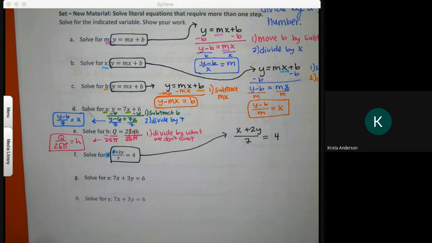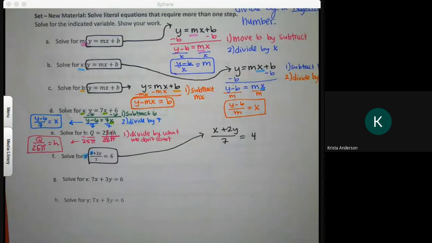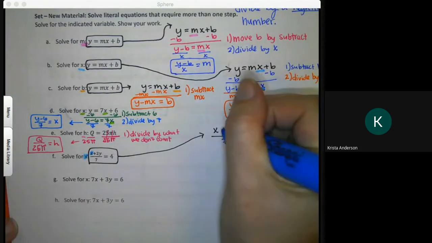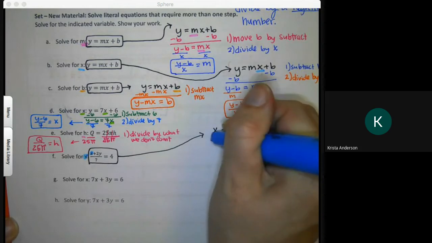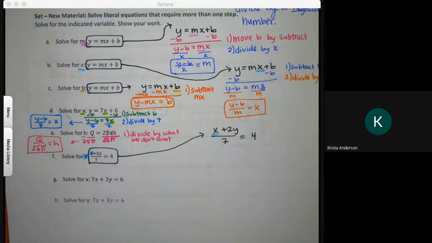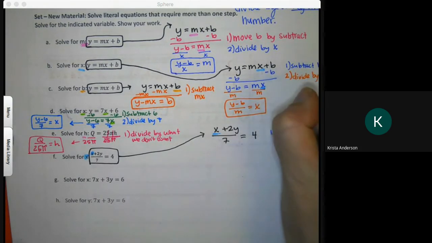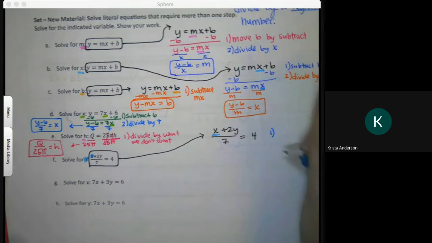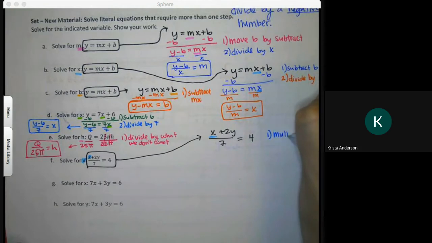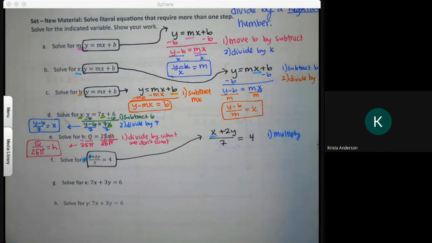Now, some of you will be able to do these steps in your head, and be able to skip and not have to write it. Does anybody think they know what the first step on this equation would be to get X by itself? Times 2. Multiply is correct. How many of you hate fractions?